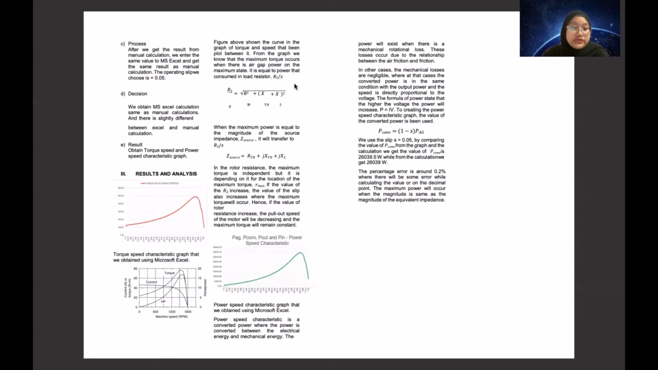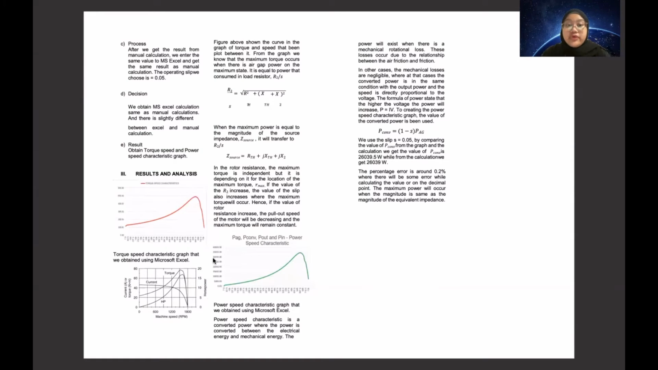Sorry, we already include here using the Excel, and this is the formula we use to consume the load resistor. This is the source impedance, Z source. It will transfer to R over 2 over S. We use the correct formula, R_TH plus jX_TH plus jX square, and then jX2 in the ratio of rotor resistance, the maximum torque as we calculate in the manual calculation.